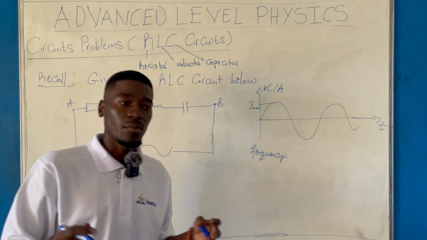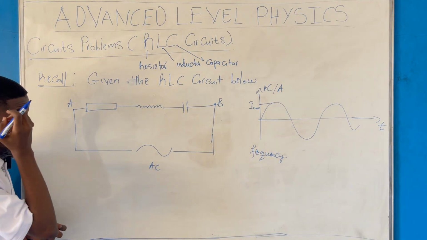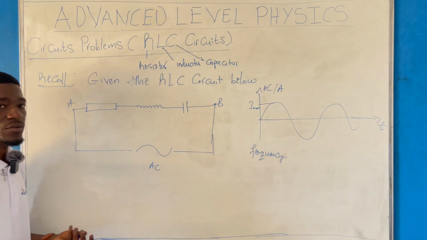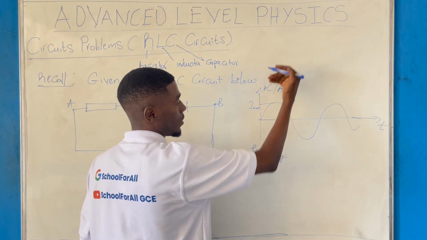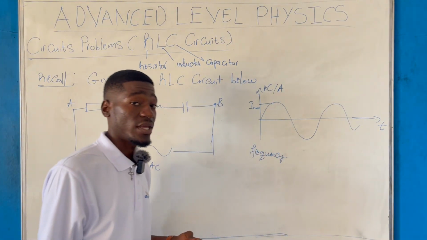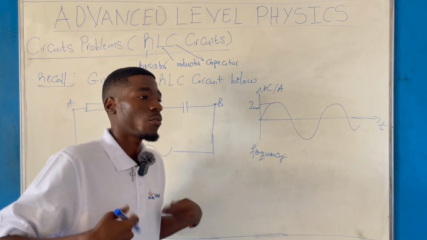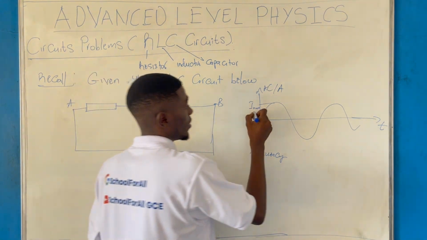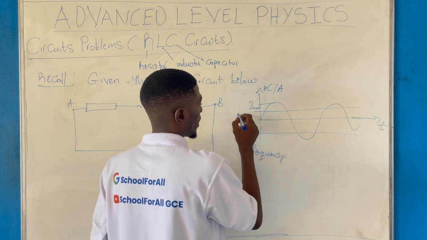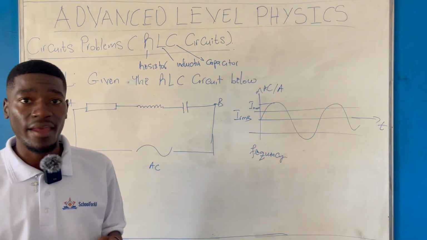Anytime you have an RLC series problem, they will give you the peak value of the AC and its frequency, because it is characterized by its maximum value and the number of oscillations per unit time. But this peak value, we are not using it. It is rather supplying what we call I RMS, the root mean square value.